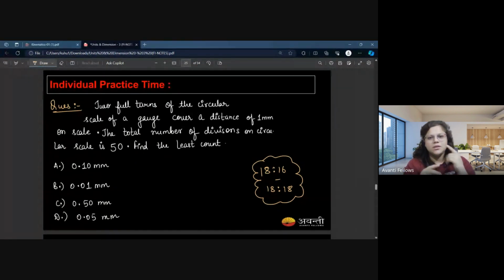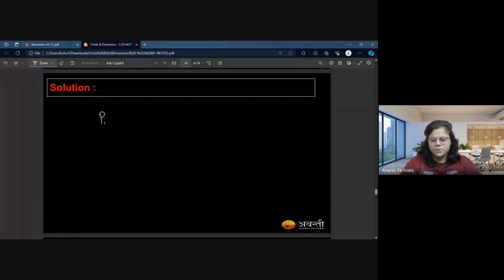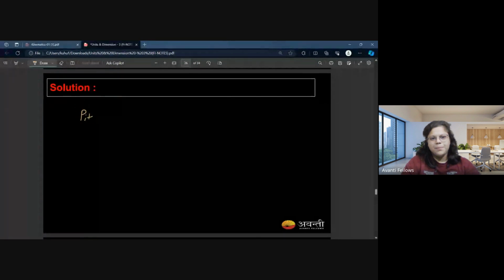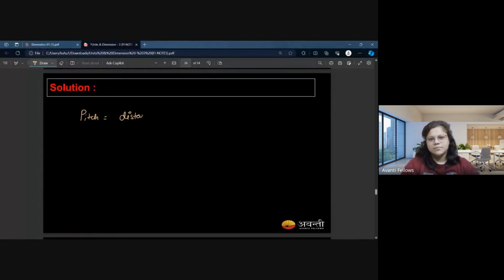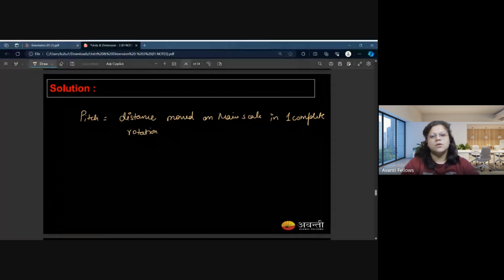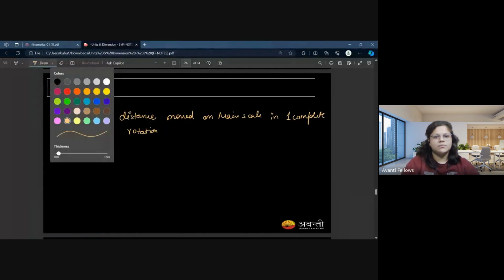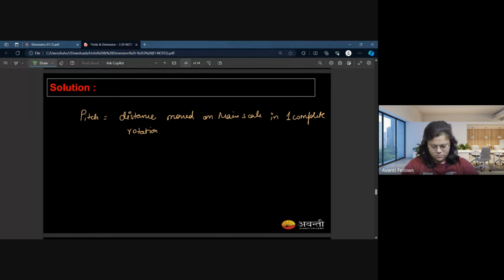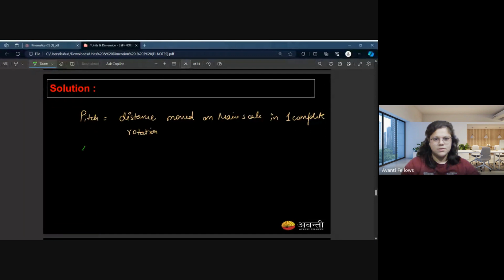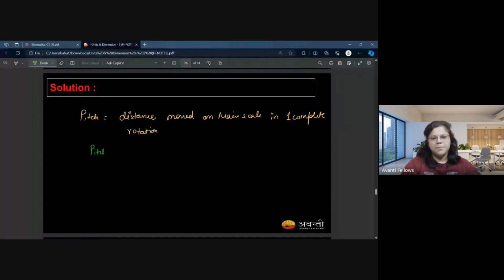So the question said, in the two full rotations, the distance covered on the main scale is 1 millimeter. I told you the pitch is what? Distance moved on the main scale in one complete rotation only, right? So according to this, the pitch would be 1/2 millimeter, since in this question, in two complete rotations, you are covering 1 millimeter only. So pitch would be 1/2, no?